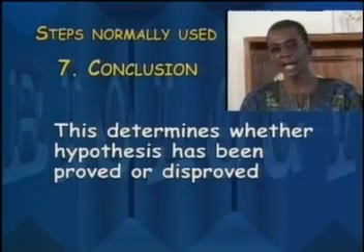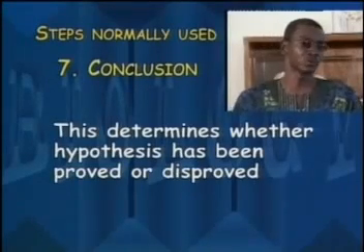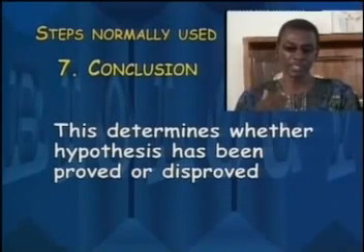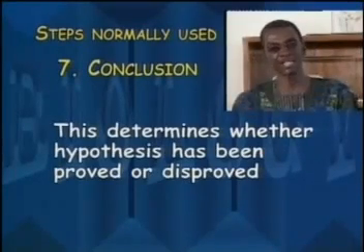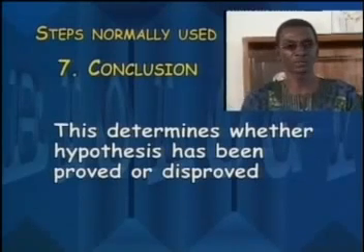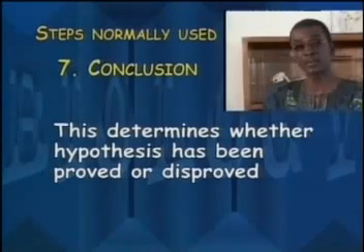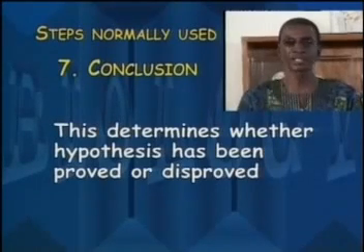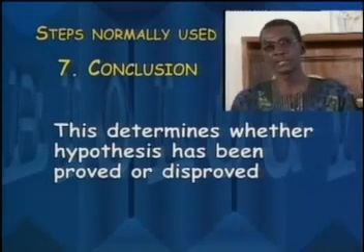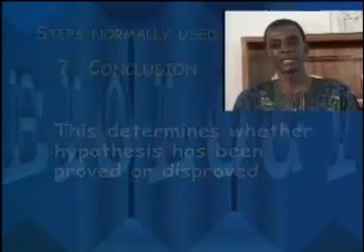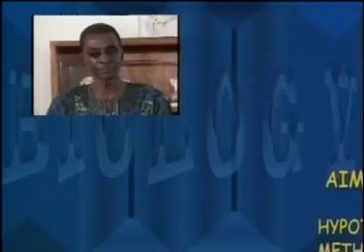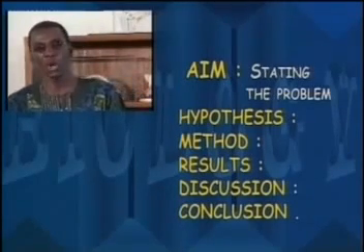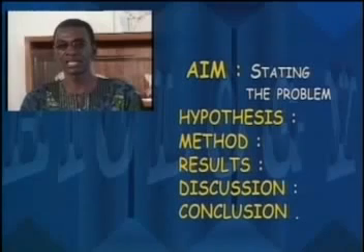In science or in biology, we don't just conclude after seeing or observing something. You send the observation through discussion, then you get your conclusion. After going through all these experimental methods, or the scientific method, you write up your experiment as a whole investigation. And this is written in the form of aim, hypothesis, method, results, discussion, and conclusion.